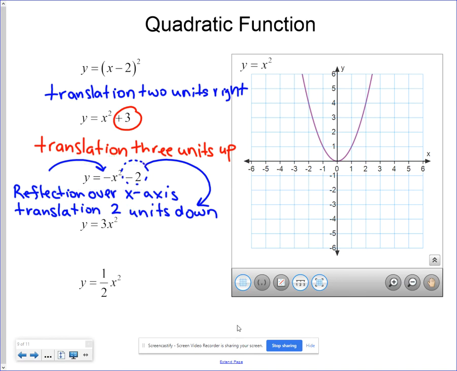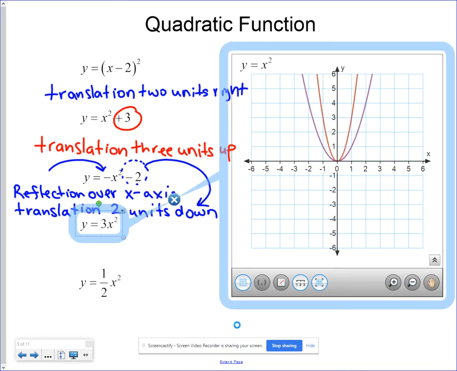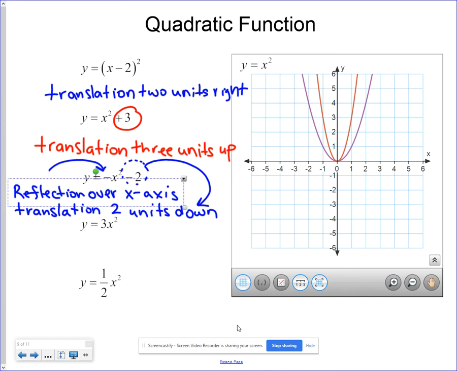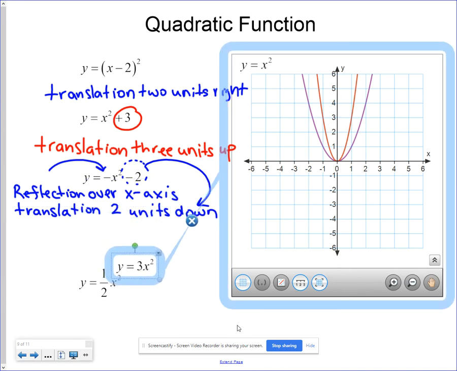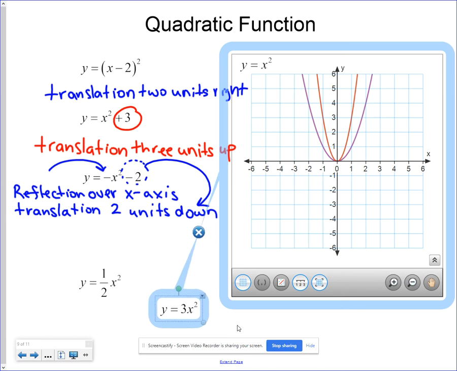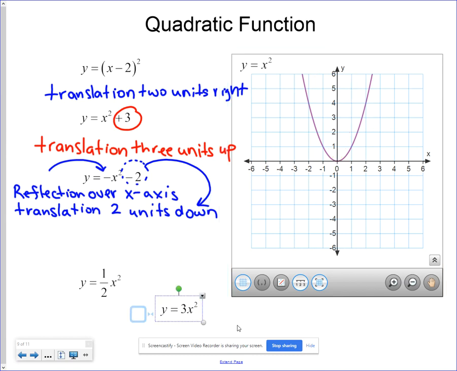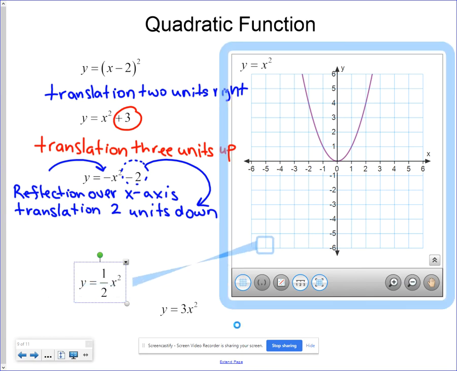All right, we got 2 more graphs to look at. Y equals 3x squared and y equals 1/2 x squared. So let's look at y equals 3x squared. It made the graph skinnier. Let's see. That's what y equals 3x squared did. Let's graph y equals 1/2 x squared. Okay? It made it wider.